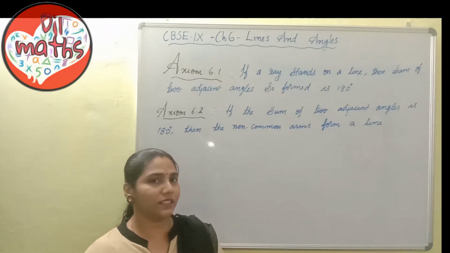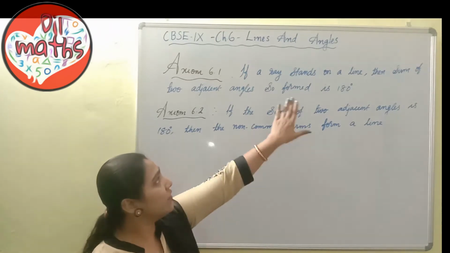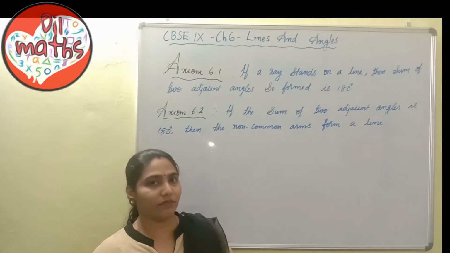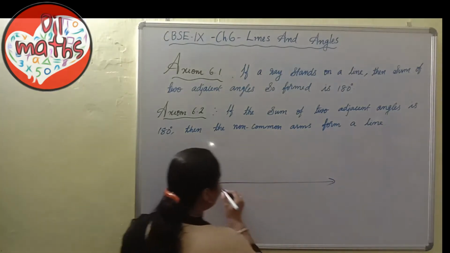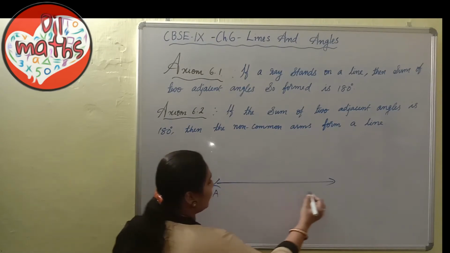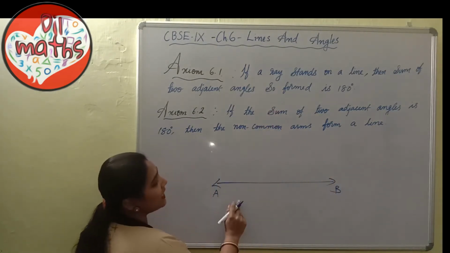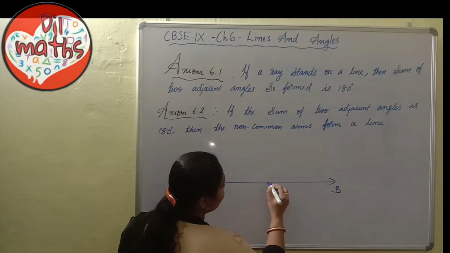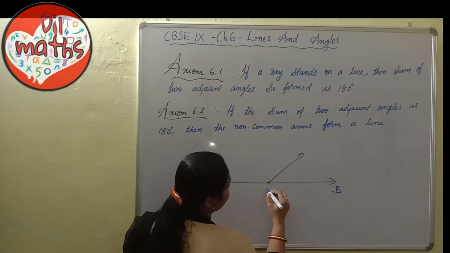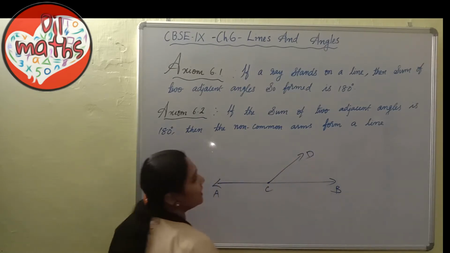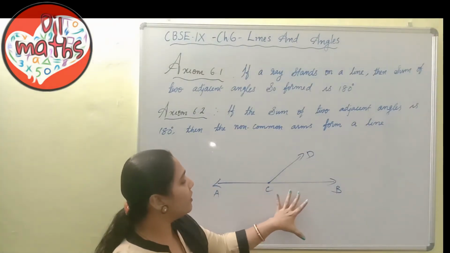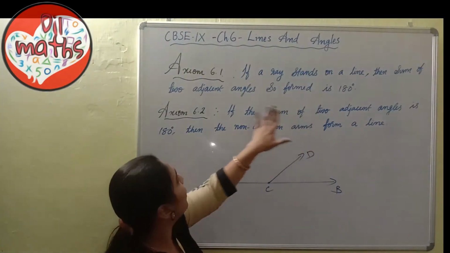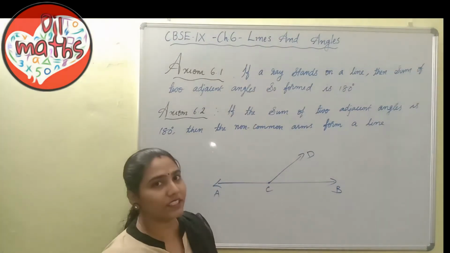Okay, so what is the meaning of that? If a ray stands on a line, a ray is standing on a line, so we should draw a line. I am drawing a line AB and a ray is standing on this line AB. So I am drawing a ray. This is CD. CD is the ray. It is standing on the line AB. So what will happen? Then the sum of two adjacent angles so formed is 180 degrees.